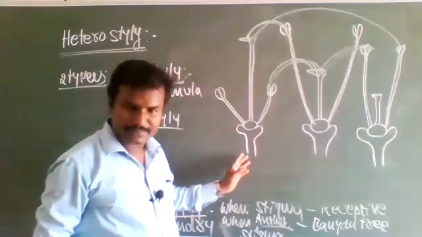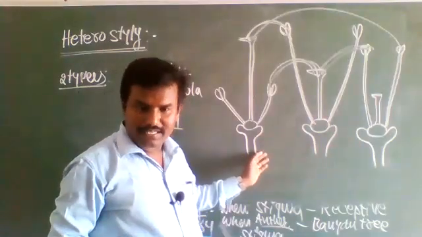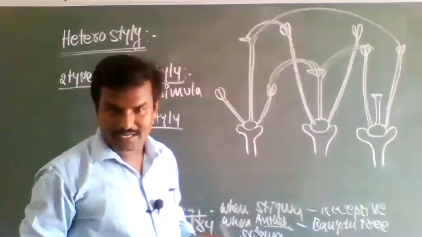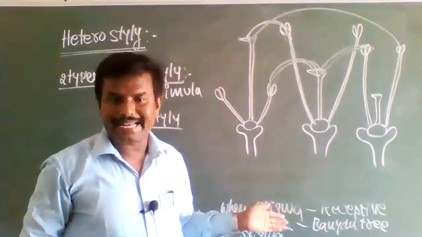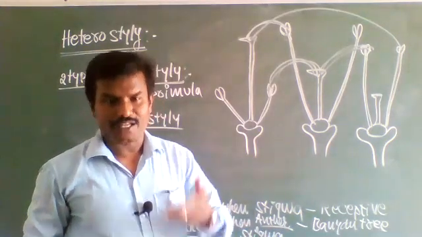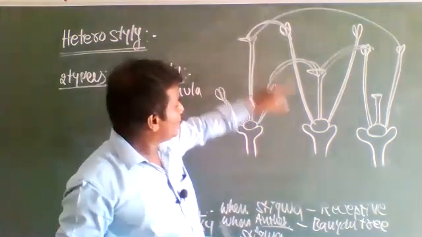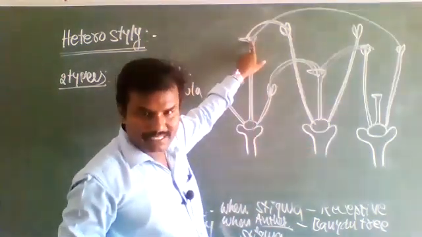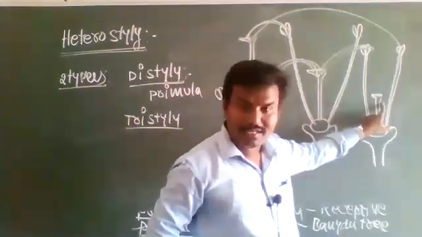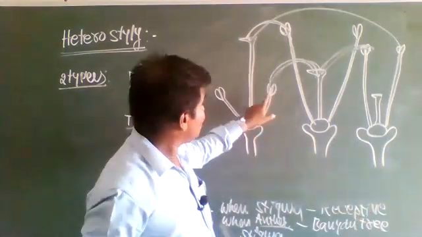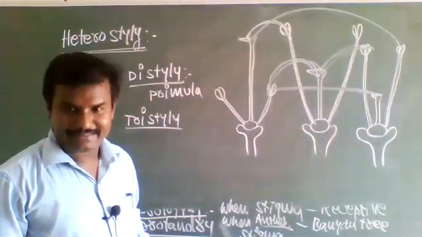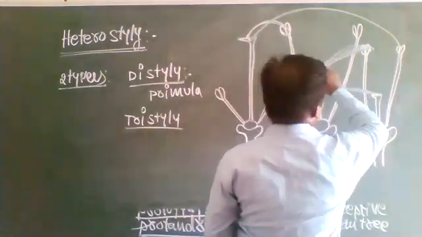It is the condition where three different types of flowers are there. In these three different types of flowers, different lengths of style and anthers occur. Among those three different lengths of style and stamens, self-pollination does not take place. There is a chance for cross-pollination to take place. What does it mean? You have to observe here. In this flower, style and stigma are high. In this one, medium. In this one, completely short. So in between these two, there is a chance of cross pollination.